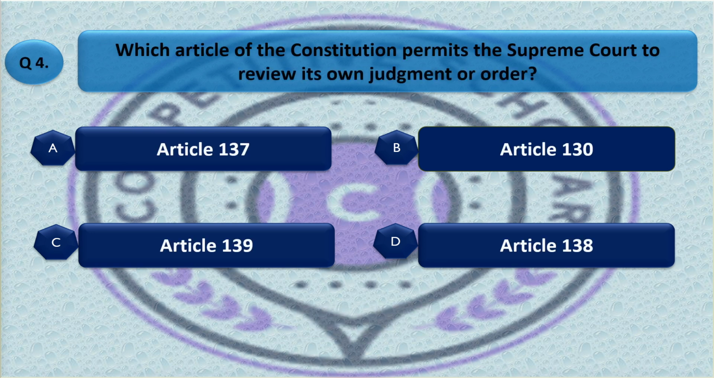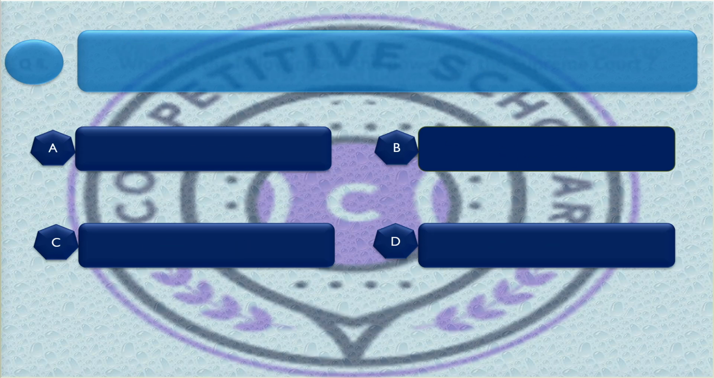Question number 4. Which article of the Constitution permits the Supreme Court to review its own judgment or order? Option A, Article 137. Option B, Article 130. Option C, Article 139. Option D, Article 138. Please try it on your own and check the answer here. So the answer is option A, that is Article 137.